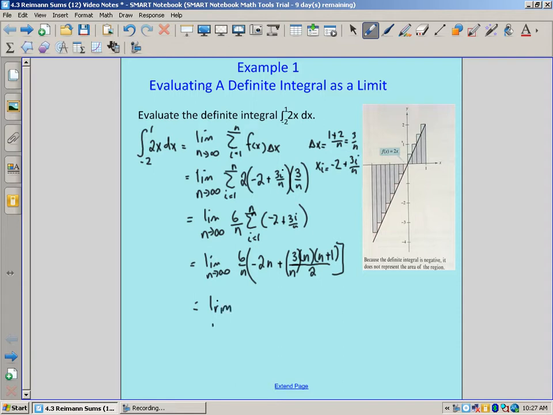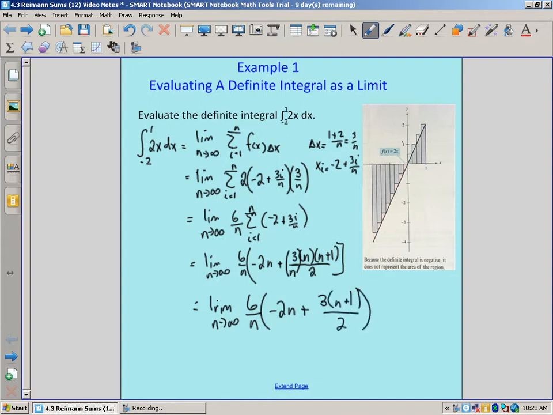At this point, we've done all the calculus we're going to do. Now it's just a matter of simplifying this before we take the limit and do some more calculus. But I'm going to say negative 2n, and then here the n's can cancel out, so it looks like I'm left with plus 3 times n plus 1 all over 2.